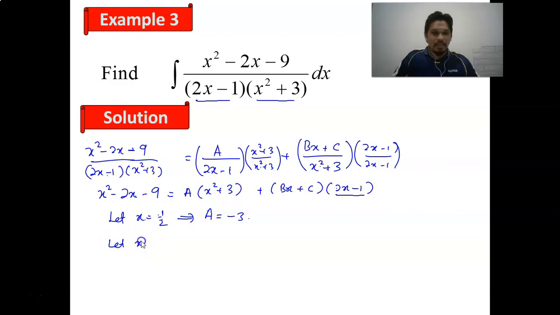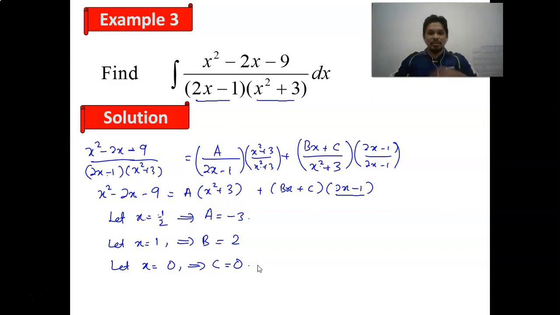So then let x equal to 1. You will get the value of B equal to 2, and let x equal to 0, then you get C equal to 0. I make it short here, as I said that from example 1 and example 2 of this topic of partial fraction, I already showed you the steps slowly one by one. So for this one, I just give you the values of A, B and C. You may use your calculator.